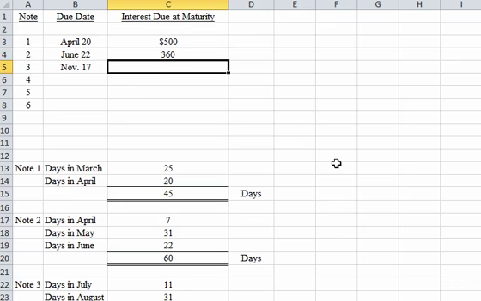Alright, so let's calculate interest due at maturity for note 3. It's going to be equal to 42,000 times 0.06 times 120 divided by 360. It gives us $840 interest on note 3. Okay, let's go to note 4.